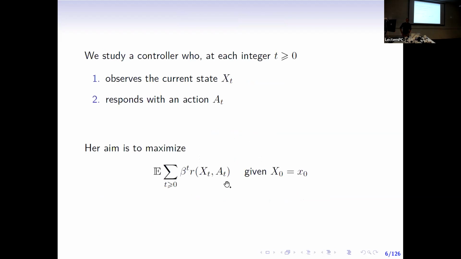All right, and then to answer Shu's question, the flow rewards, the one period rewards, are going to be a function of the state and the action. So we've got a controller or an agent who observes the current state and responds with an action. From that, they get a reward, given some reward function. And then this is how we aggregate it. This is how we put it all together. Expected discounted sum, net present value.